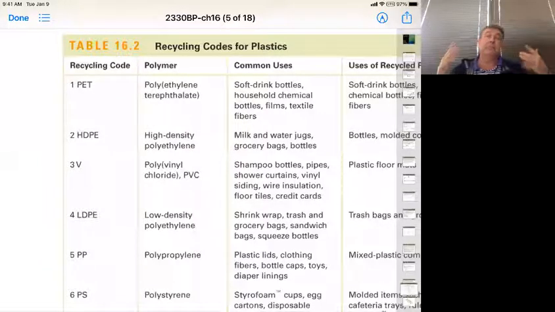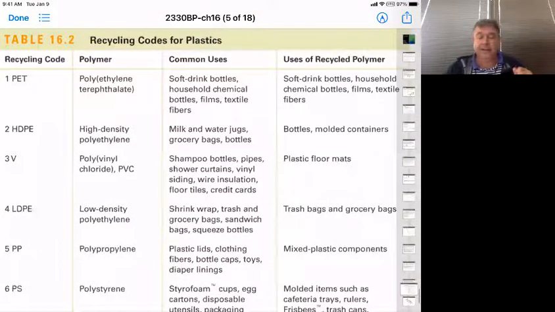Vinyl siding is mostly PVC with just a few fillers, no plasticizers. Wire insulation, floor tiles, and credit cards, unless you have an Apple Card, which is made out of titanium, which I do. And then when they recycle them, they turn them into floor mats and bed liners because the polymer degrades a little bit and can't be used for those same purposes.